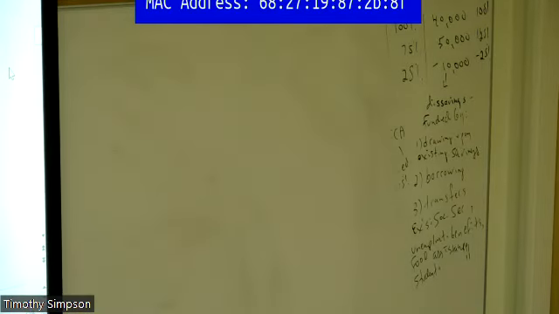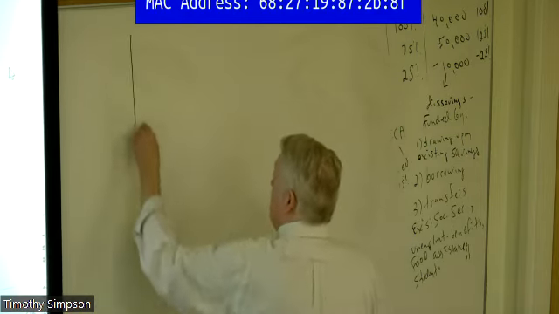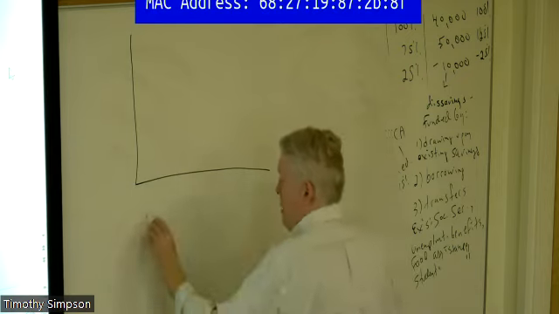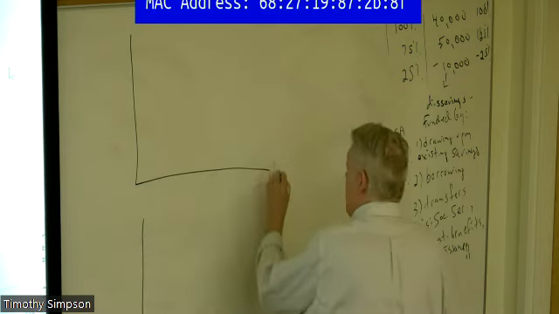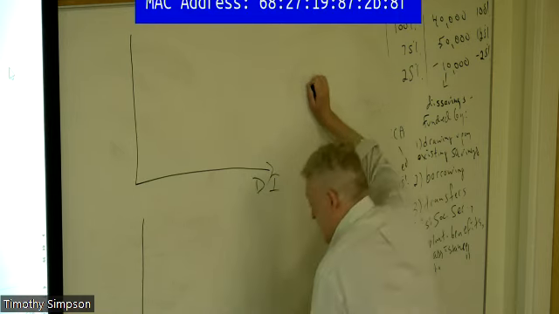So let's talk about the consumption function and savings function. Okay, so what do we have going on here? Let's say we've got our friend the two-axis graph, and let's say we've got disposable income on both axes here.